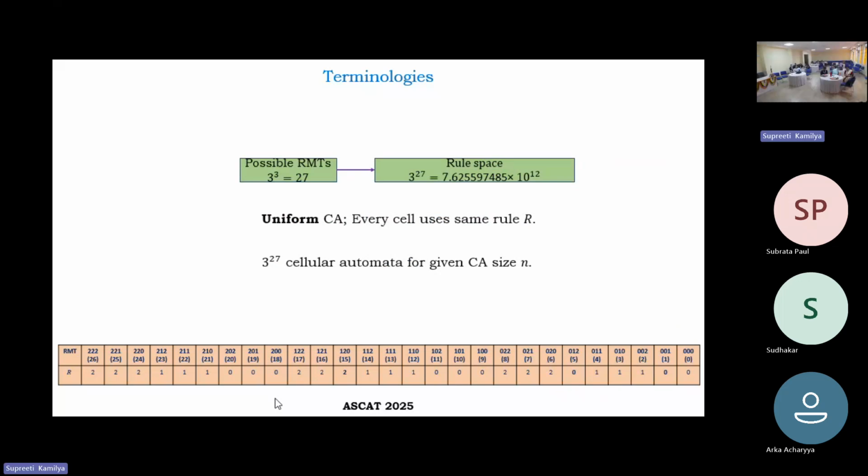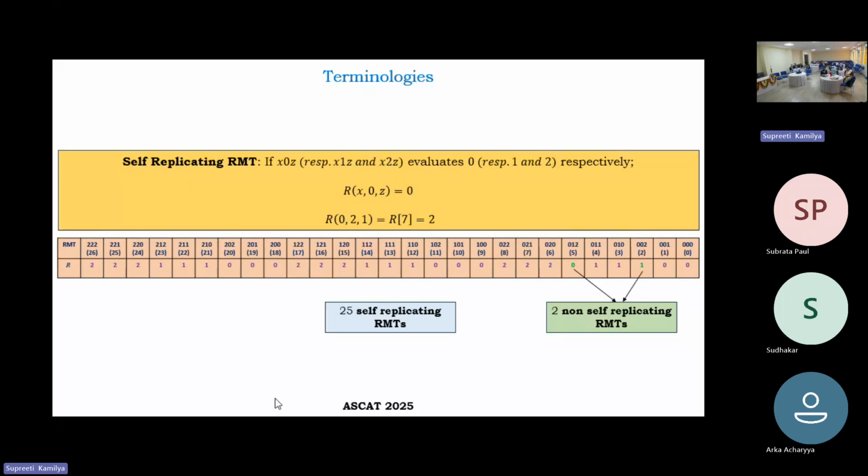Next, here you have a huge space of rules. We have to select the rules from a space of 3 to the power 27. Now, two things are important: self-replicating and non-self-replicating RMTs. What is self-replicating? If you represent the combination of the leftmost, the current and the rightmost neighbors, take arbitrarily 0, 1, 2. The middle bit here is 1. If you get something other than 1, that is 0 or 2, then it's non-self-replicating. When you get 1, it's self-replicating.